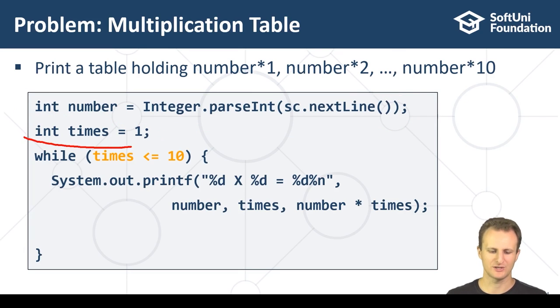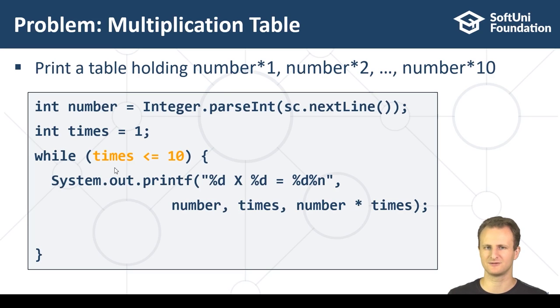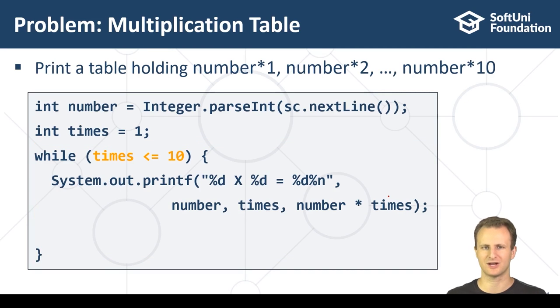We read the number. We start from times equals 1 and continue until times reaches 10, and then just print the number, the multiplier, and then the number multiplied by the multiplier, and then we need an increment, so somewhere over here, right? Because right now, does times change? No, it doesn't. So this code will actually execute an infinite number of times. This code over here has a bit of a catch to see if you're paying attention.